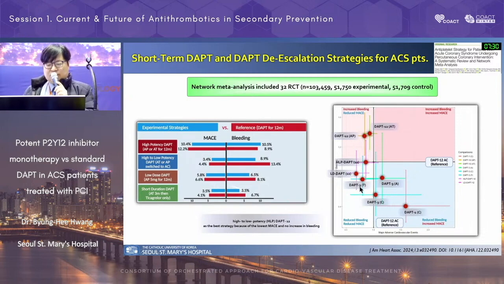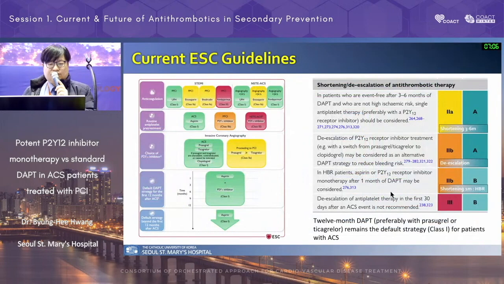So DAPT for 3 months with ticagrelor is very good, but you can see the bleeding and MACE also increased. But 1 month of clopidogrel reduces bleeding, and it can cause MACE. So this is the part we have to think very carefully about for our future strategies. The current ESC guidelines show that shortening to 3 or 6 months, de-escalation can be done, and in high bleeding risk, shortening to 1 month can be done too.